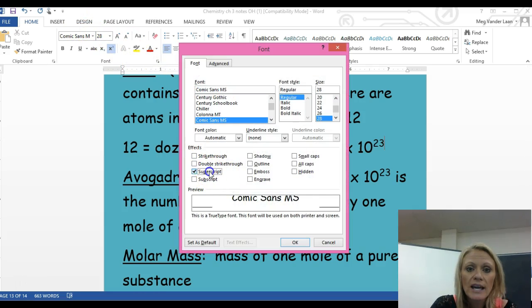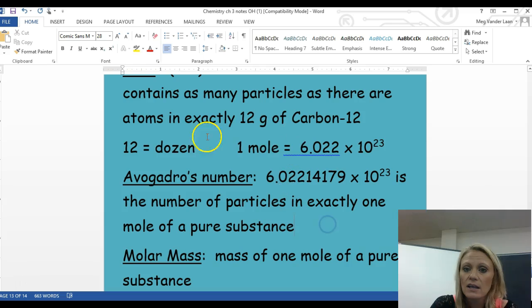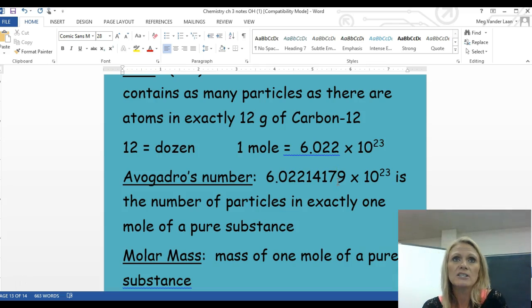And so we have 12 equals a dozen, and we have 6.022 times 10 to the 23rd equaling a mole. You can't even count to this number in your lifetime. That's how large this number is. So Avogadro is obviously the guy who came up with this number, mathematically came up with this number based on carbon-12. 12 grams of carbon has this many particles in it.